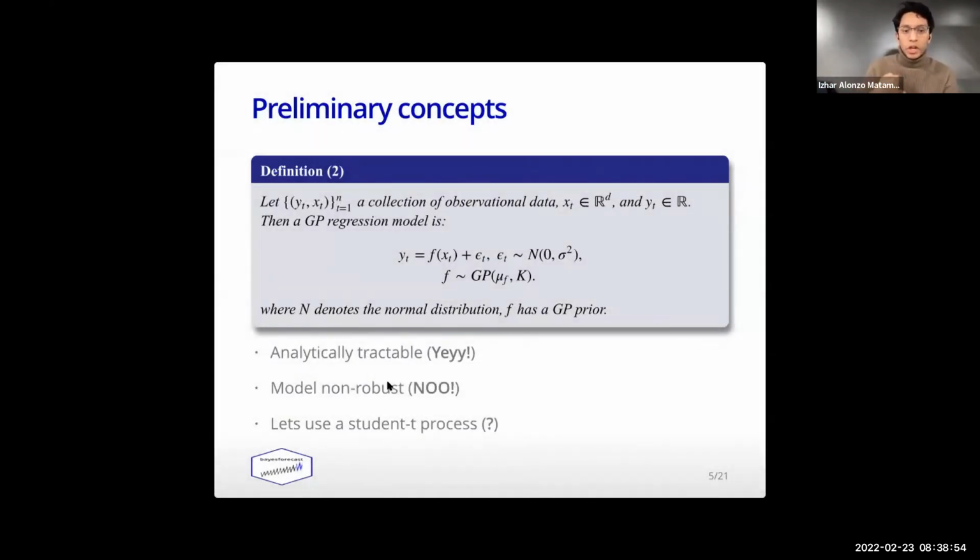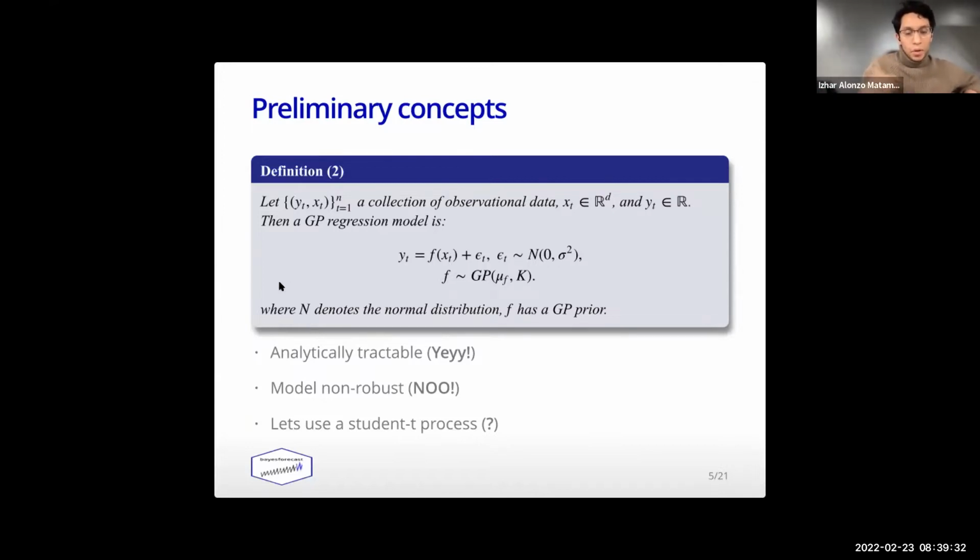Then, what is a Gaussian regression problem? The Gaussian regression problem is this one. If we have a collection of observational data, Y and X, in this case X will be of dimension D, and Y will be the response variable of one dimension, then the Gaussian regression model can be explained like Y will be equal to f of X plus a random error, where this random error will, for simplicity, be normally distributed. And to f, we're going to put a Gaussian process prior, where mu_f will be the mean function and k will be the symmetric kernel function.